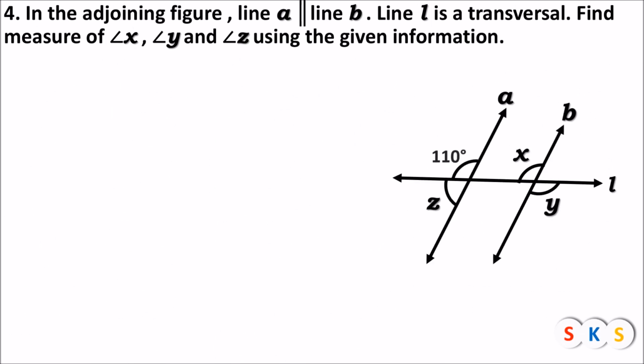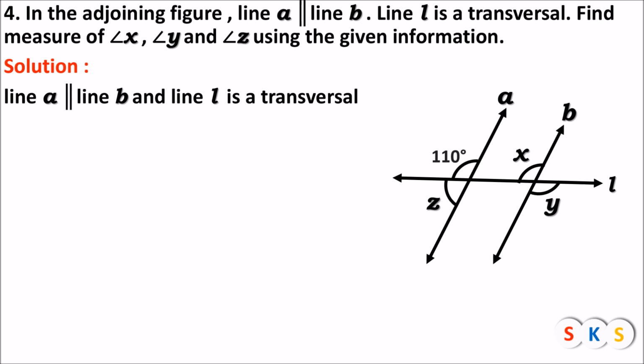Now here we have the next question. In the adjoining figure, line A is parallel to line B, and line L is a transversal. Find the measure of angle X, angle Y and angle Z using the given information. First we will find angle X.